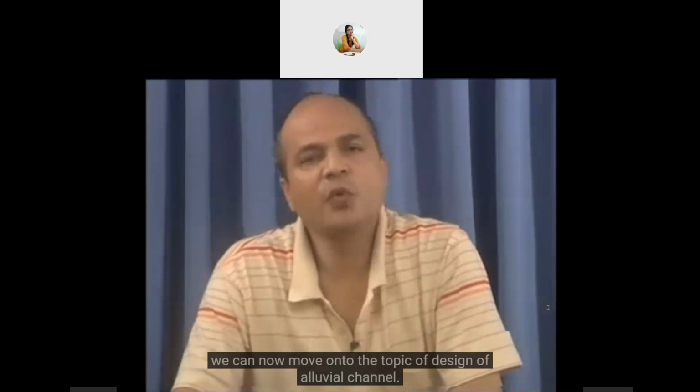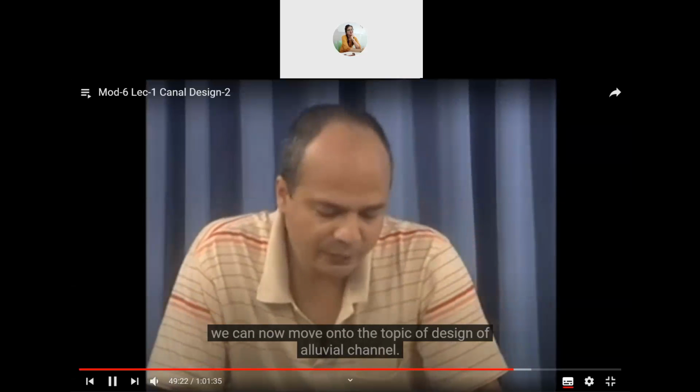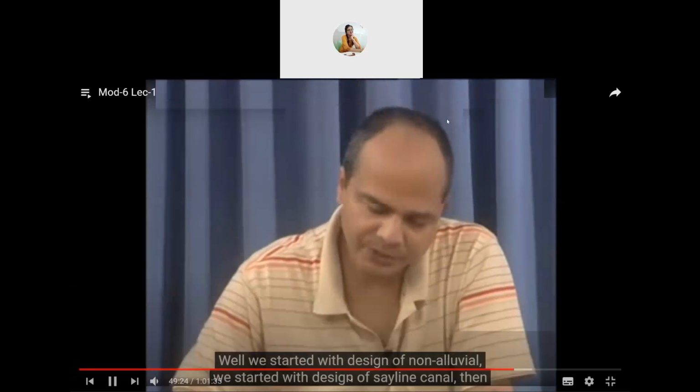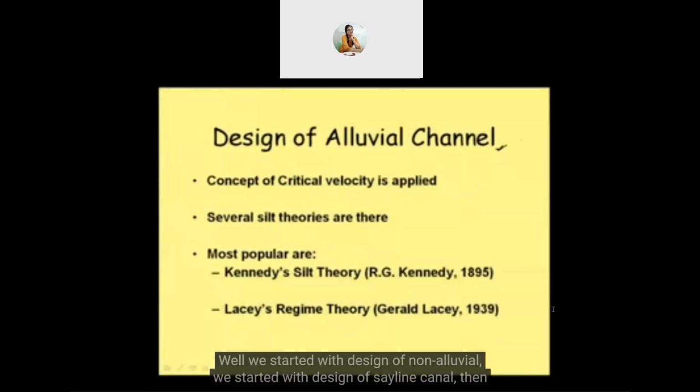Well, with this, we can now move on to the topic of design of alluvial channel. Well, we started with design of say lined canal.